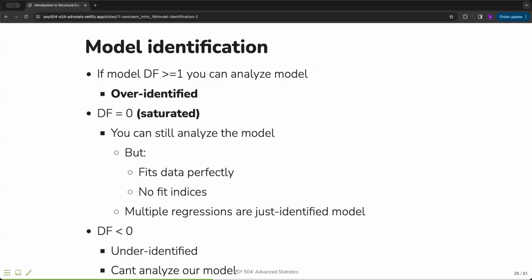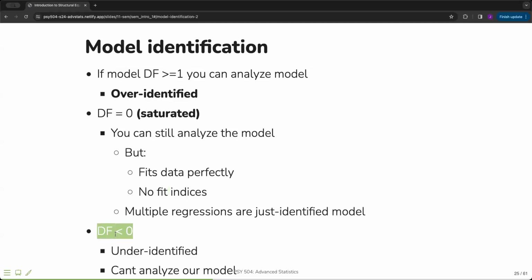If our degrees of freedom are equal to 0, we have a saturated or just identified model. And here we can still analyze our model, but it's going to fit the data perfectly. So when we talk about the covariance variance matrix, it's going to basically be able to reproduce that perfectly. So there's going to be no fit indices. We can't compare models when we have degrees of freedom equal to 0. As an example of a saturated or just identified model, we can think of multiple regressions that we fit. Those have as many knowns as free parameters in the model. So if we subtract those, we're going to get 0.